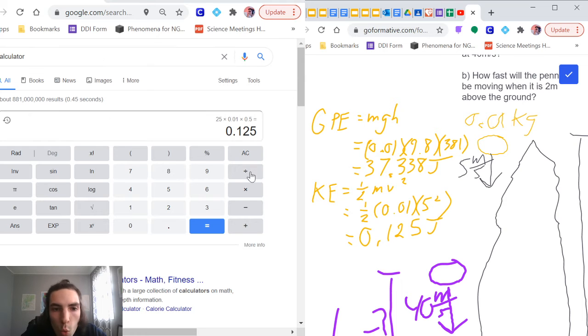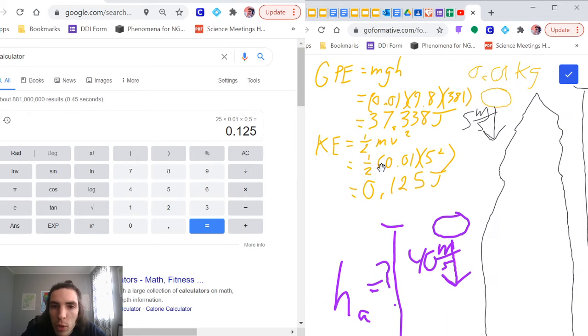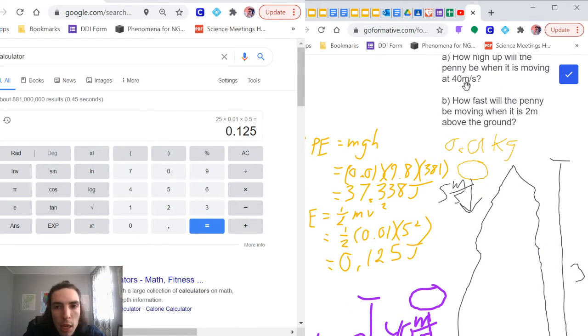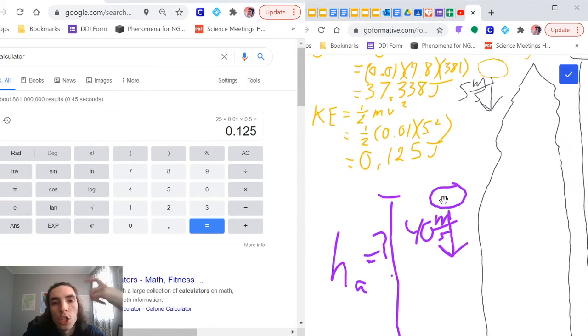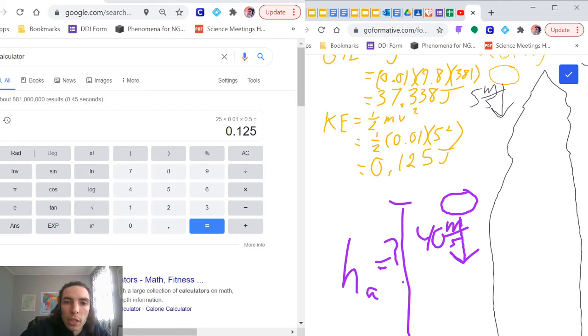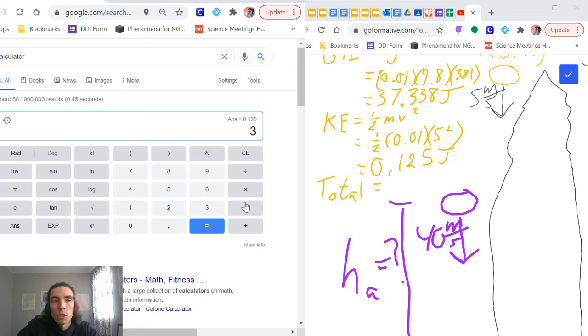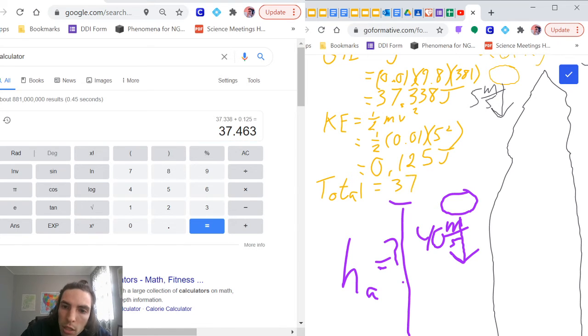Now, the reason that we're doing this is that if we can figure out the total energy in this system, we can then apply that to part A, part B, any other parts along this entire journey, since that total energy should remain constant. So that's what we'll calculate now, this total. Like any other total, I'm just going to add these two things up. So 37.338 plus 0.125, adding up our kinetic and potential energies, and that gets us this total of 37.463 joules. Okay.